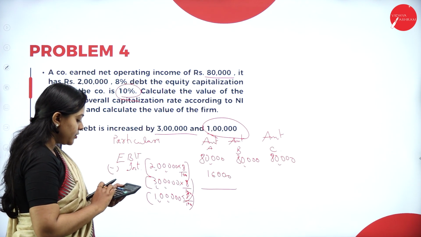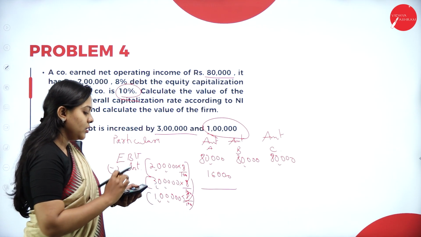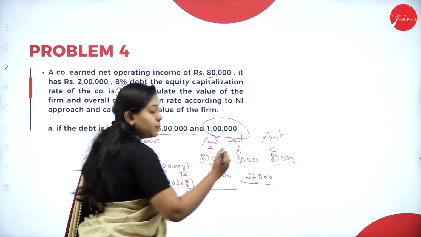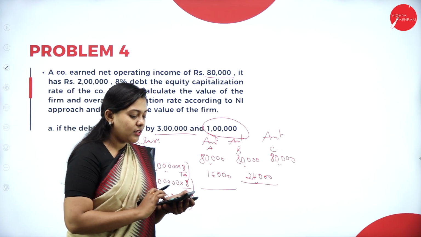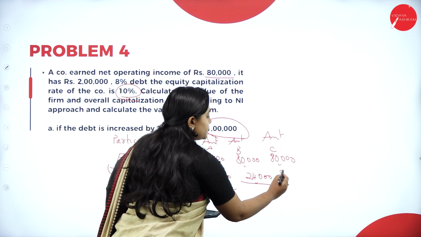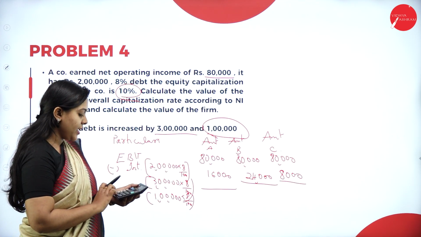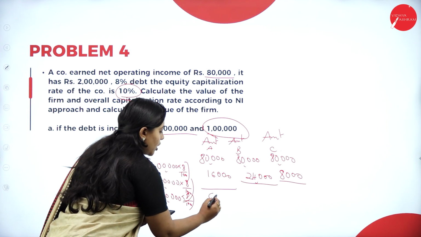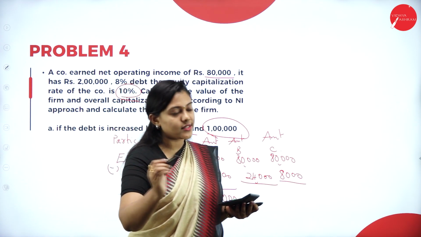Next, 3 lakh into 8%, it will be 24,000. And my dear students, for the third case, that is your 1 lakh into 8%, it will be 8,000. This is for your case B. So, now let's calculate that. 80,000 minus 16,000, it will be 64,000. So, what is this? This is EBT, earnings before tax.